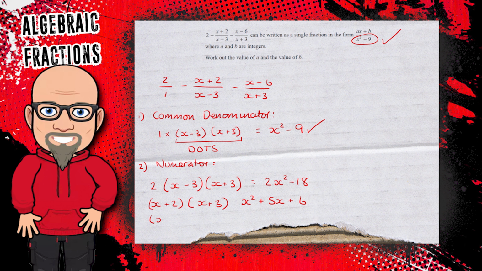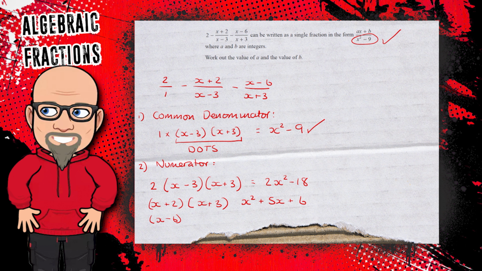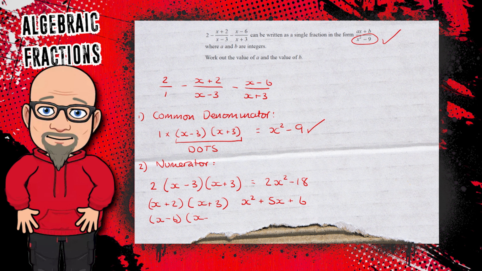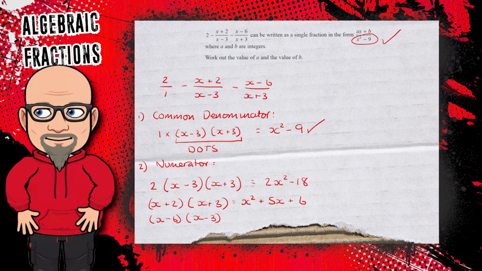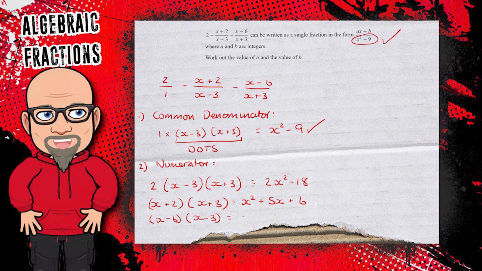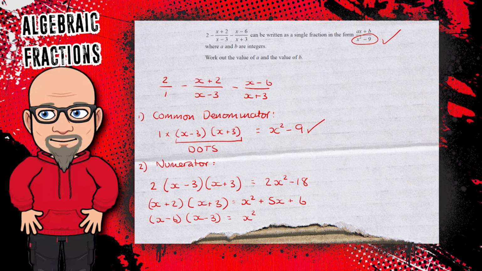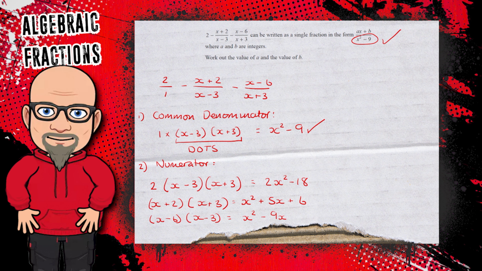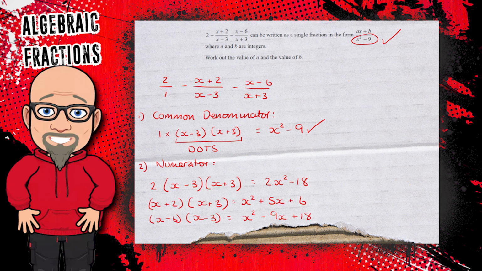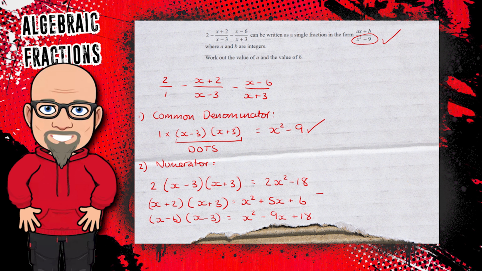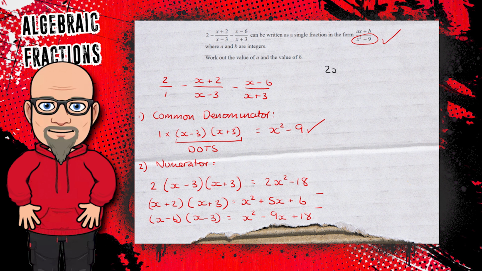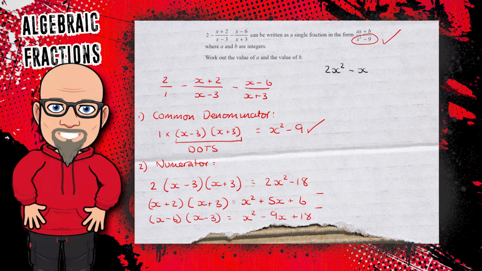2x squared times x plus 3 multiplied by 1, which is the first denominator, and that gives us x squared plus 5x plus 6. And then finally we have x minus 6 multiplied by x minus 3 multiplied by 1, and that gives us x squared minus 9x plus 18. At this stage we can now go through the process of subtracting them.